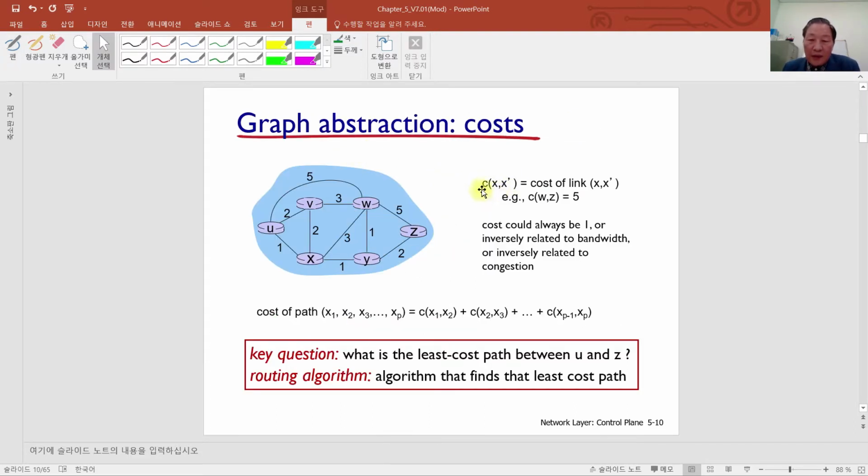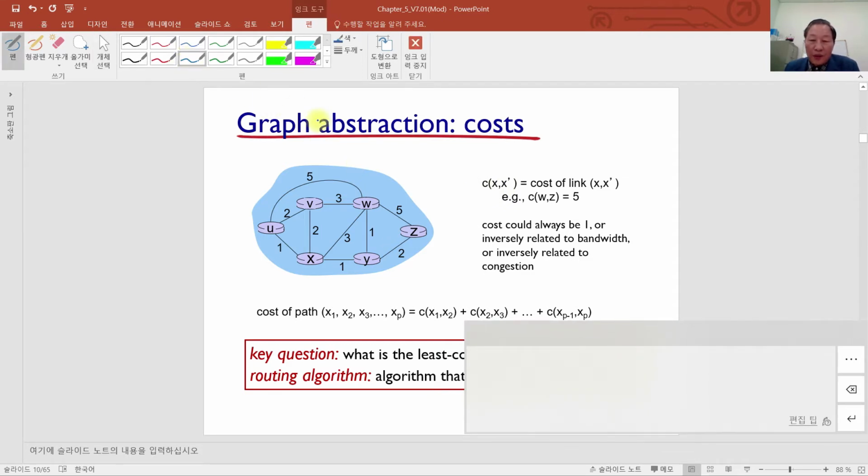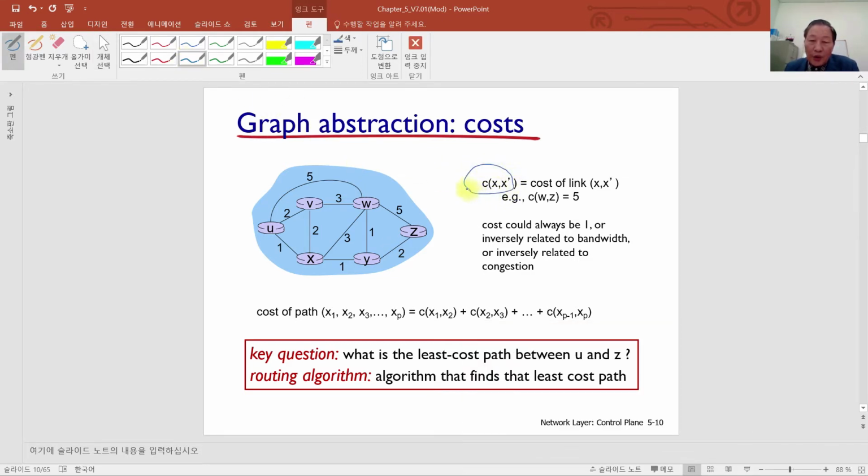And another one, to find out, we should look at this. This one is the cost of the link from X to X dash. For example, WZ, that cost is 5. This is a weighted edge. This is the weight or cost here. Cost could always be 1, or inversely related to bandwidth. Depending upon our metric, that cost will be different, or inversely related to congestion.